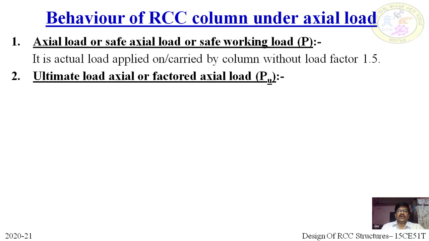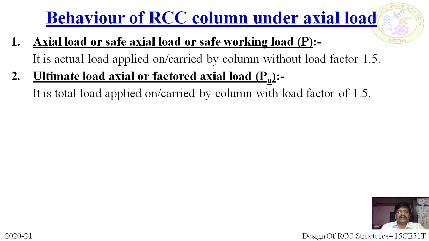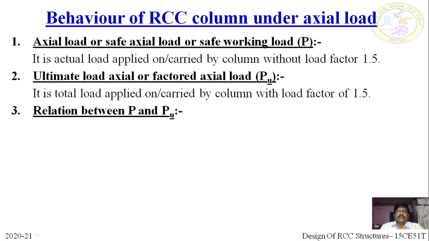Ultimate load, axial load, ultimate axial load or factored axial load, PU. So this is the total load applied on or carried by the column with load factor of 1.5. Therefore P is unfactored whereas PU is factored.